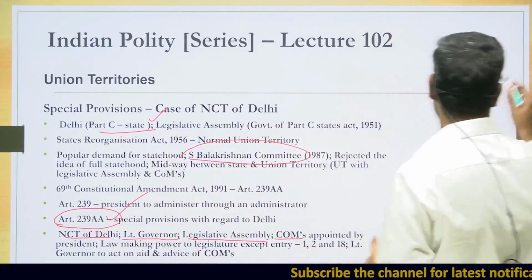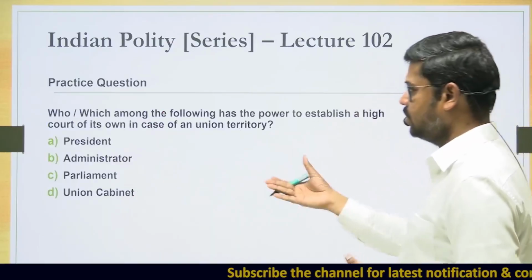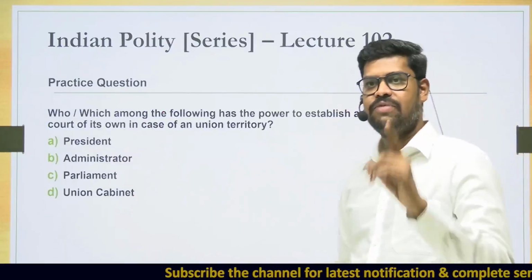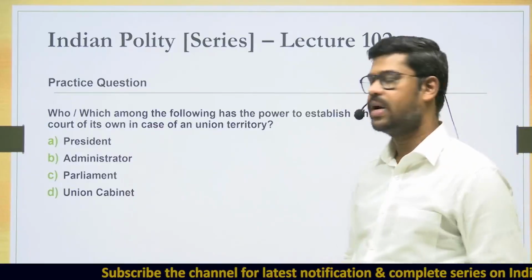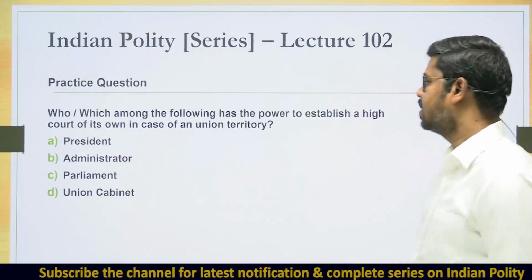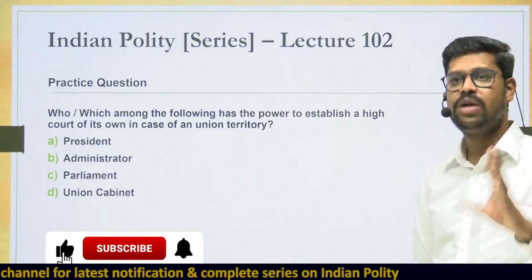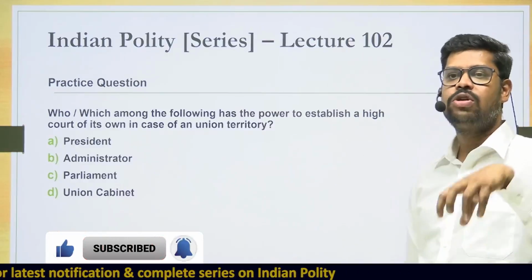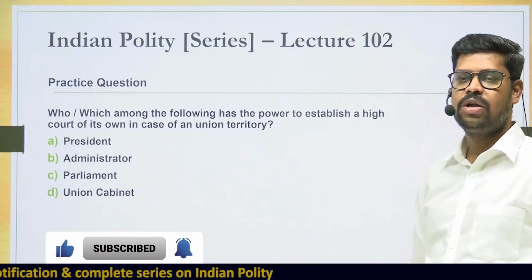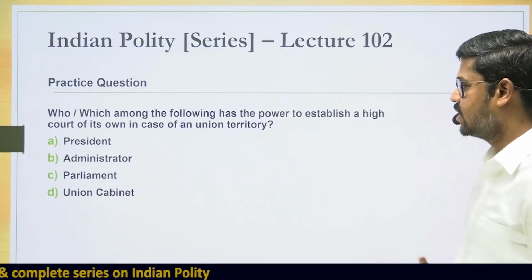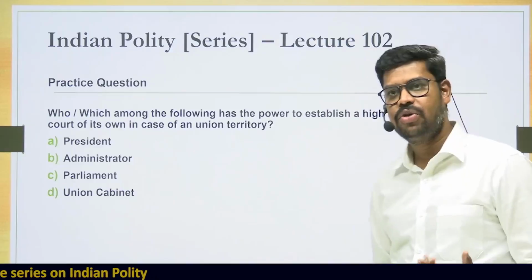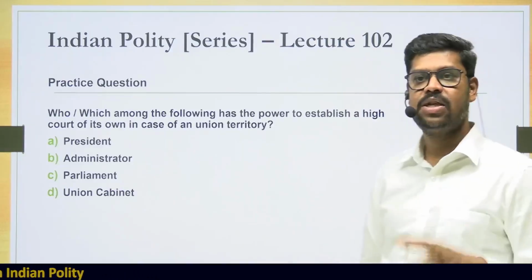All right. So with that, please come to the practice question, because every lecture we want to do one practice question. Who or which among the following has the power to establish the high court of its own in case of union territory? If at all a high court is to be established specifically for a union territory, who can do that? Is it the President of India? Is it the administrator of the union territory? Is it the Parliament of India? Is it the Union Cabinet?